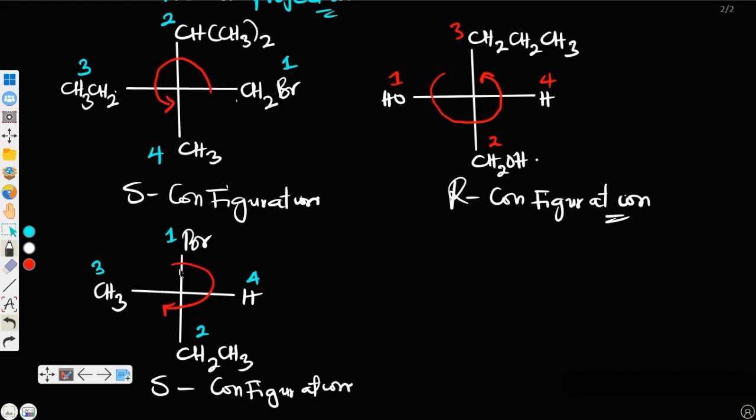Alright? Look at it very well. 1, bromine, 2, 3. Normally, R. Right? And then, because the hydrogen is on the horizontal line, you say to be the opposite, which is now S configuration. Is that okay?